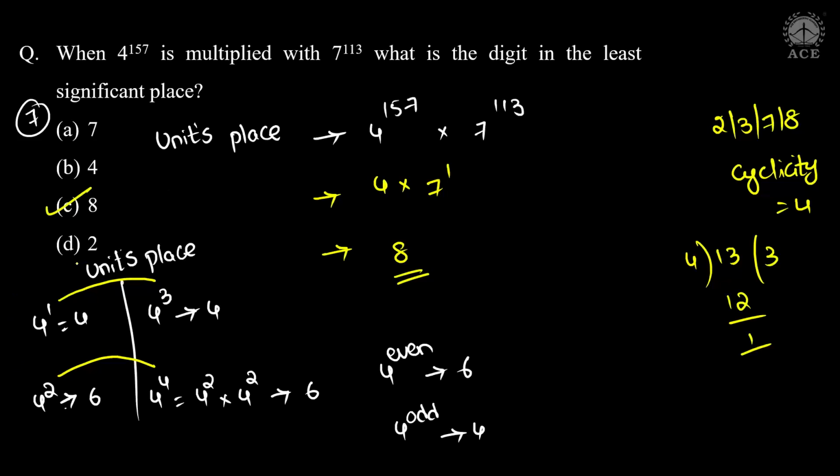Units place is 8. 4 power 157. Okay, 7 power 113. Power should be divided by 4. When the power is divided by 4, the divisibility by 4 rule is last two digits only. Then take the last two digits and divide by 4. Remainder 1 means 7 power 1. Remainder 2 means 7 square, like that we have to write. Remainder 3 means 7 cube, like that we have to mention. Divide the power by 4, and depending on the remainder 1, 2, 3, change the power, my dear friends.